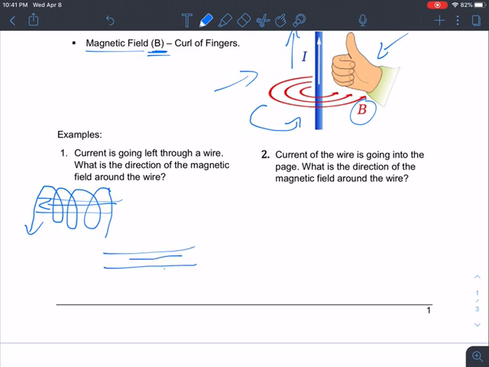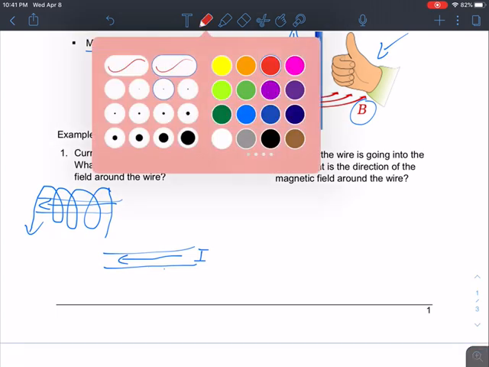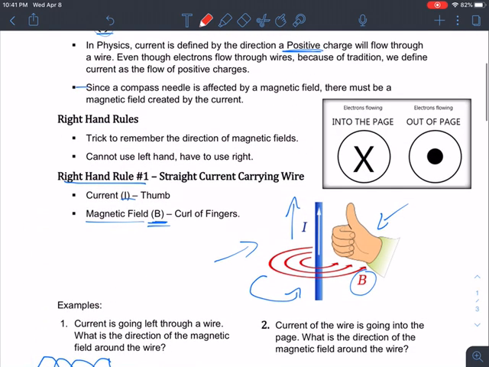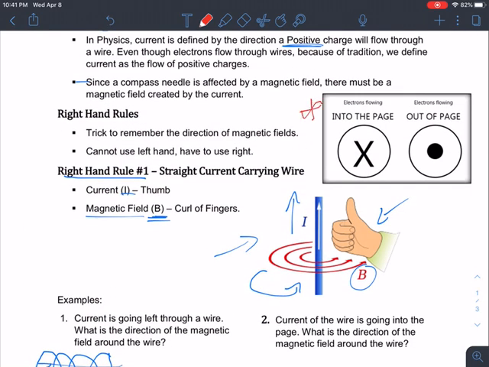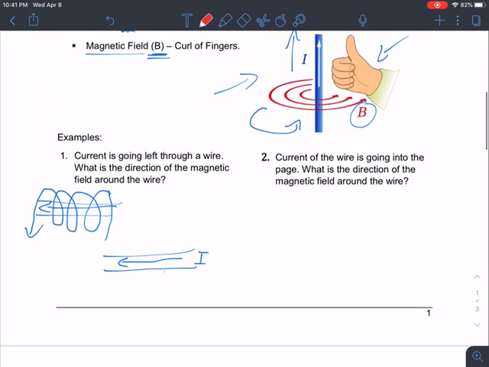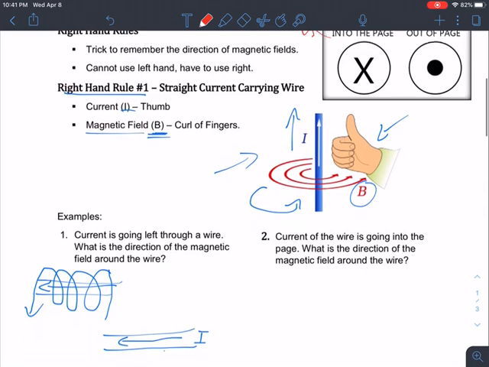Here's how I want you to draw it. This is I. Okay, the current is going to the left. Now we're going to draw B in red. And it's going to look like this. Here's the big thing. Instead of drawing these lines, we're going to use these. Into the page is an X. X marks the spot you're going in. Out of the page is a dot. Got it? Into the page, X. Out of the page, dot.